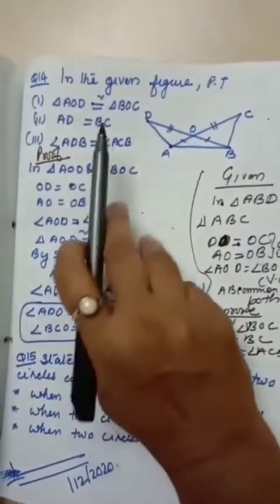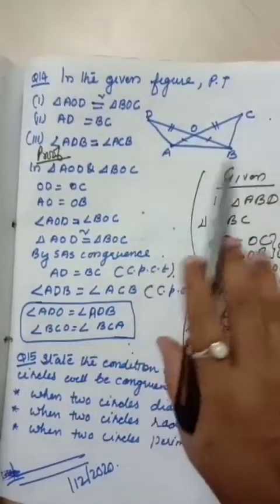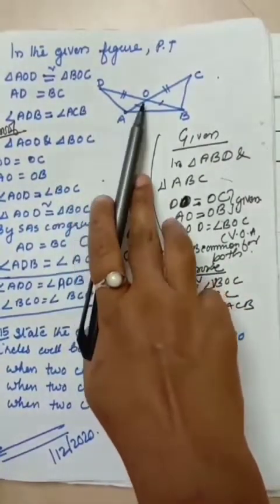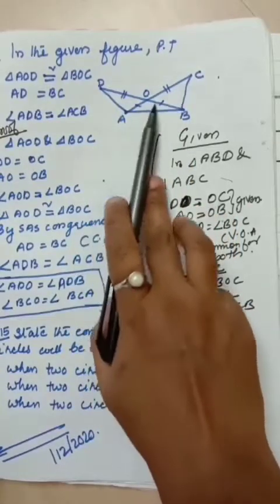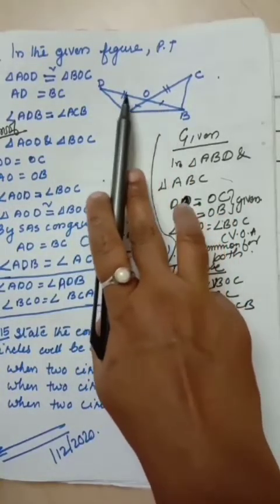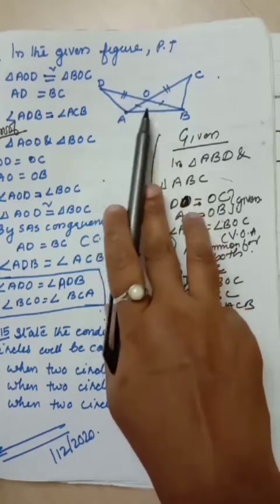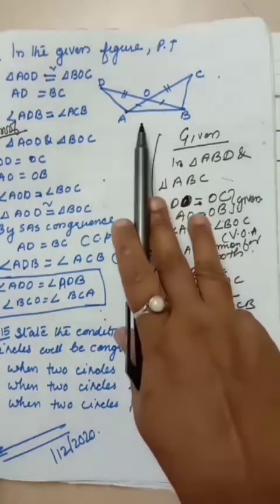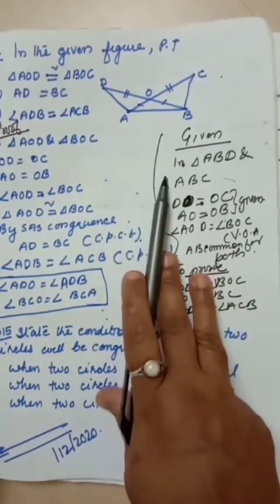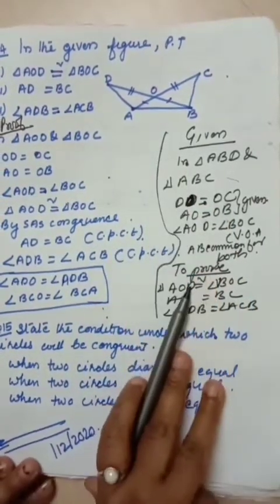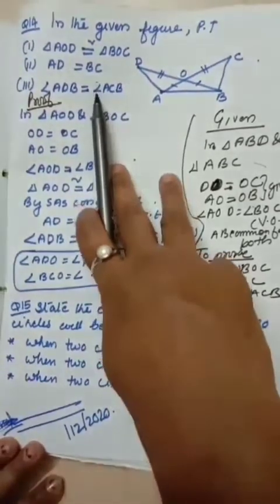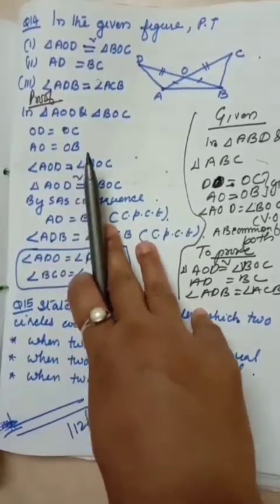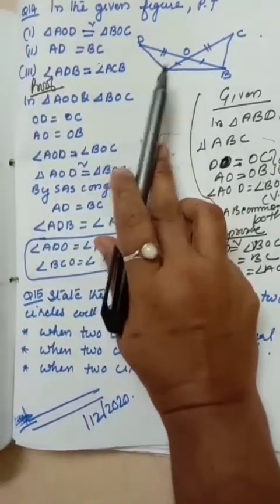This question also important. In the given figure, what is given you have to write. See, DO equal to OC, OA equal to OB. How do I know? See, signs are given. These two signs mean these two sides are equal, these two sides are equal, and the vertically opposite angles are equal. AB is common for both the triangles. Now, what you have to prove, that you write. Proof starting, AOD and BOC, two triangles.